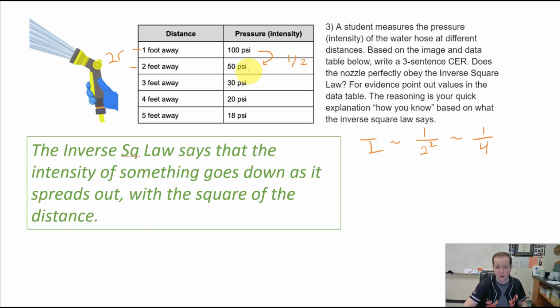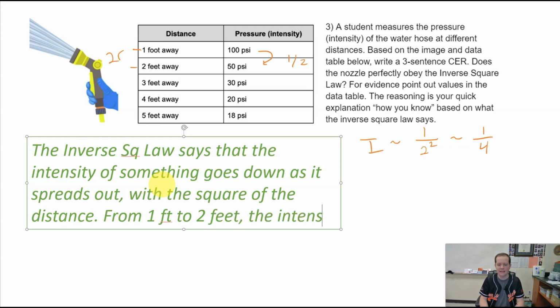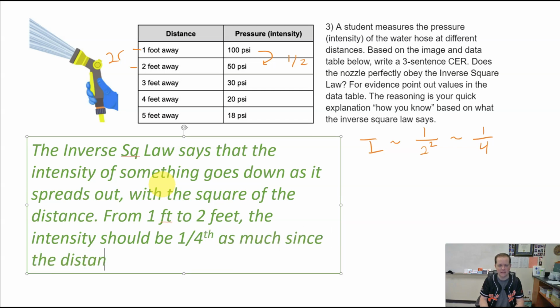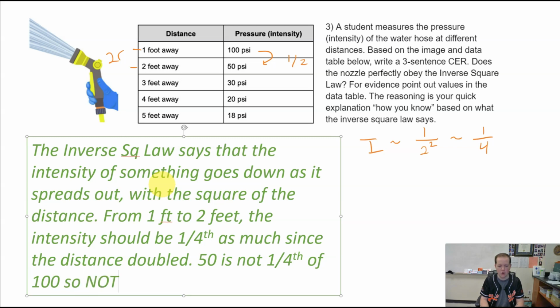It's a different fraction from here to here. It's a different fraction here. But it's not following this 1/4. It is not perfectly obeying the inverse square law. So how would I get full points for this question? Now I defined it. I said in the beginning what the inverse square law says. From 1 foot to 2 feet, the intensity should be 1/4 as much, since the distance doubled. 50 is not 1/4 of 100, so no, it does not follow the law.